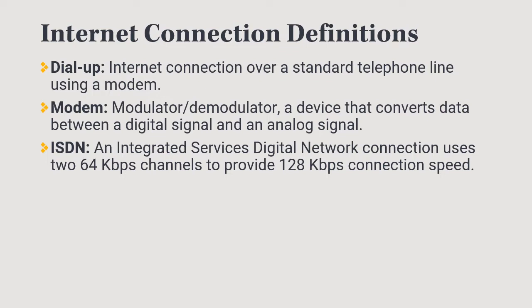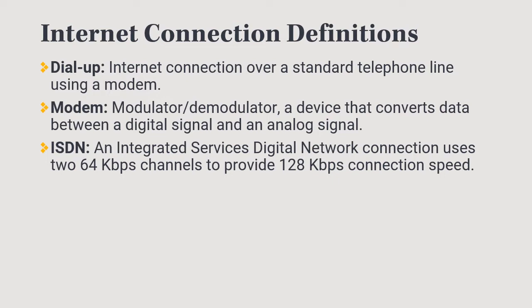And with a computer, we need a digital signal, zeros and ones. So that modulator, demodulator, or modem, takes the analog signal coming in from our ISP and converts it into a digital signal. And then when it's leaving our computer out to the internet, it converts it from a digital signal back to an analog signal.